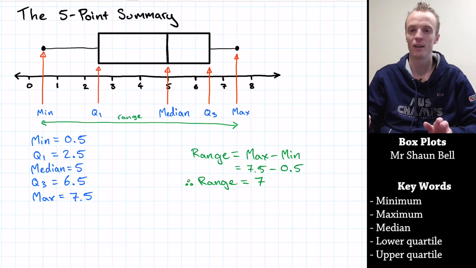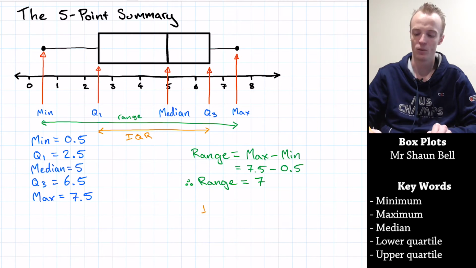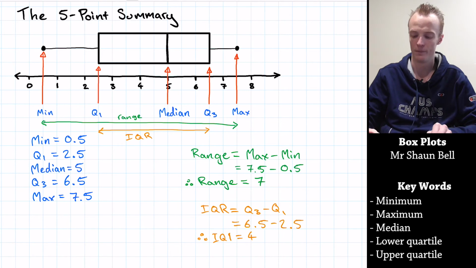And the second thing that we can easily find is the interquartile range, or the middle 50% of our data values, which is located just here. Now to find the interquartile range, it's equal to the upper quartile, subtract the lower quartile, which is equal to 6.5, subtract 2.5, which is equal to 4. So therefore, our interquartile range is 4.